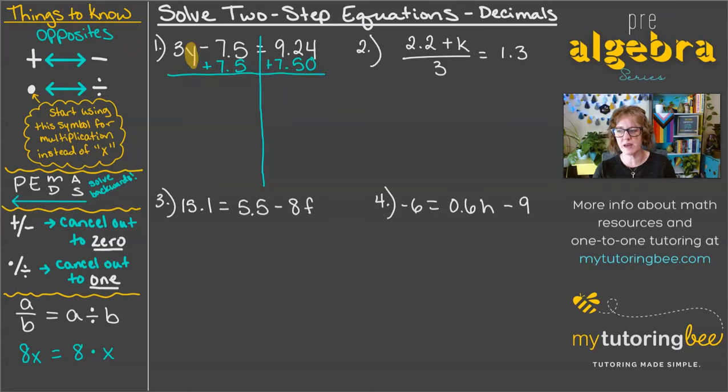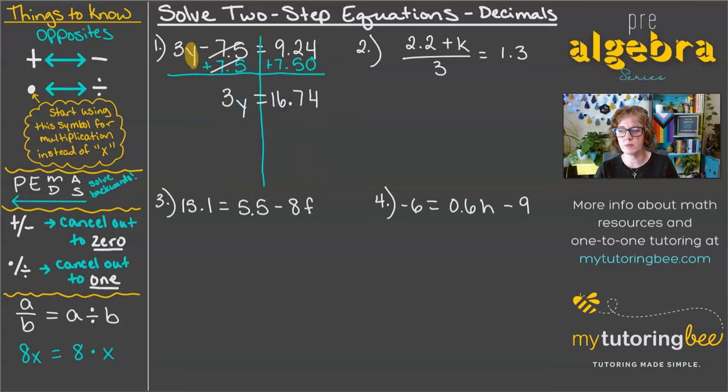All right, so let's go ahead and we're going to cancel these out, right? The negative 7.5 and the positive 7.5 are going to cancel out to 0, leaving me with just 3y. And then over here, I just need to add these together. So we've got 4, 7, drop down my decimal, and then 7 plus 9 is 16. So we wind up with 16.74 equals 3y.